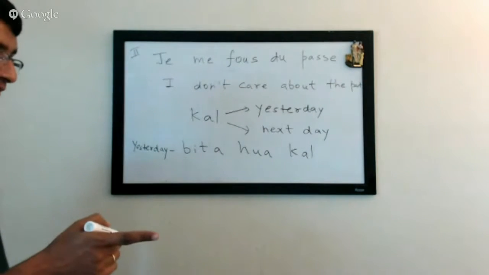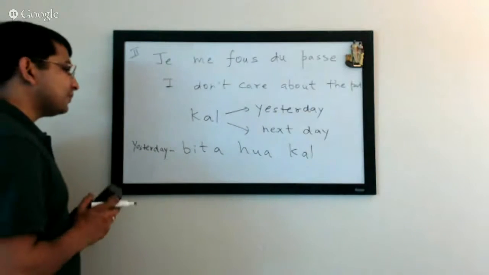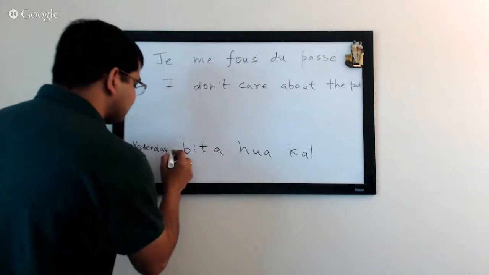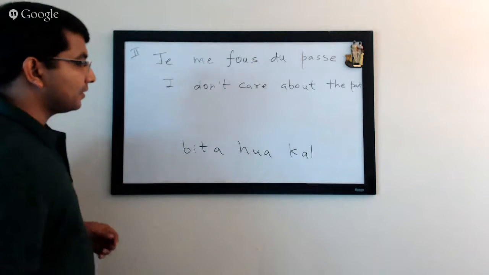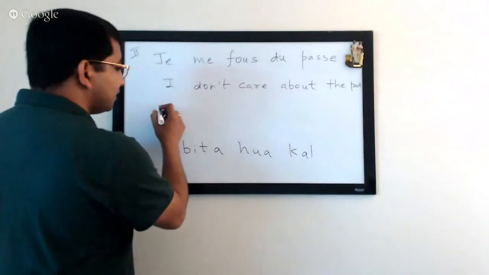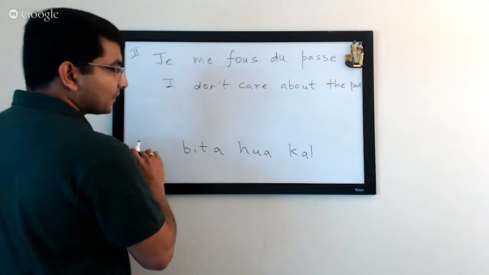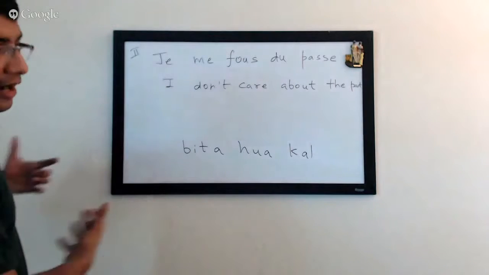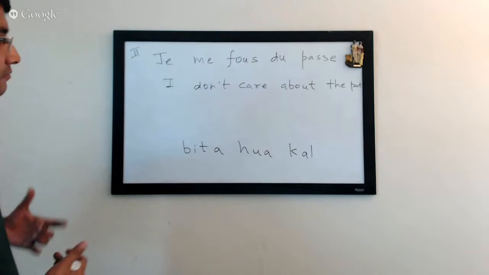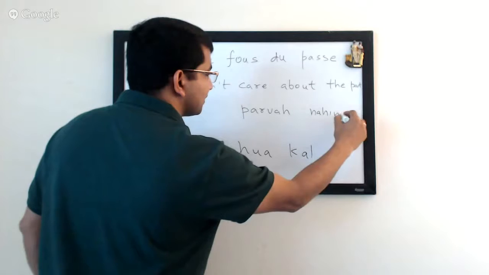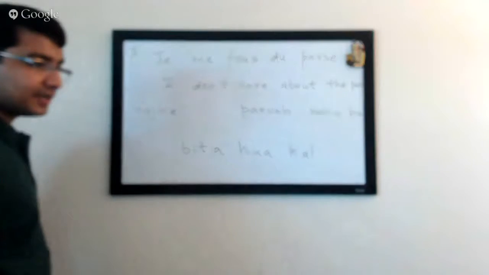Okay. So I don't care about the past. Now you want to say kal. So now let's say you want to say I don't care about the past, right? So you know half of it already, right? मुझे परवाह नहीं है. मुझे परवाह नहीं है.